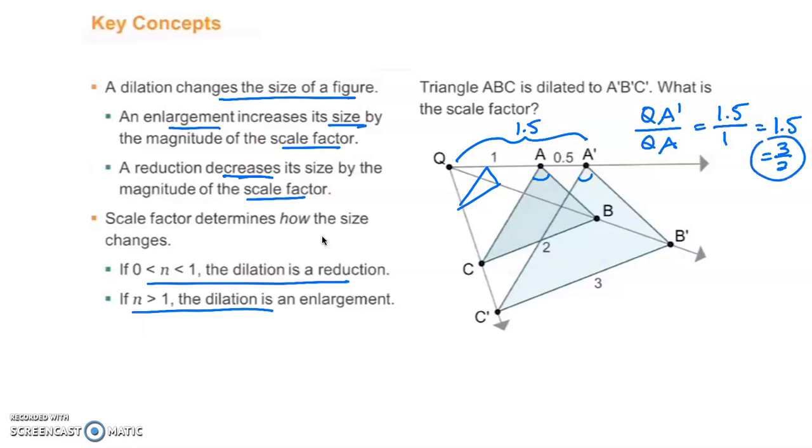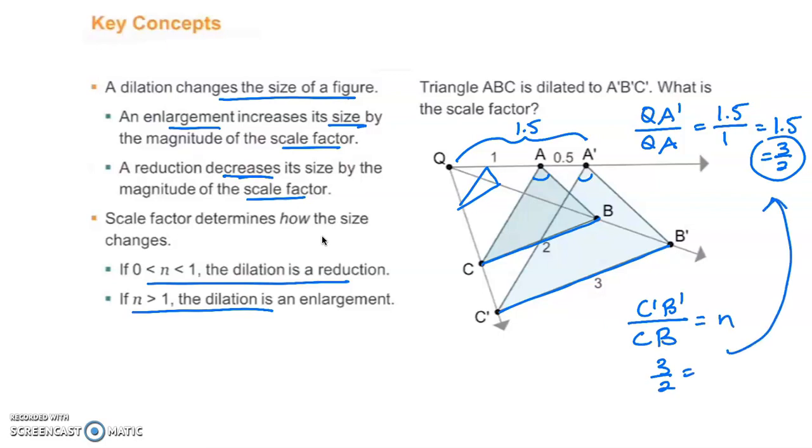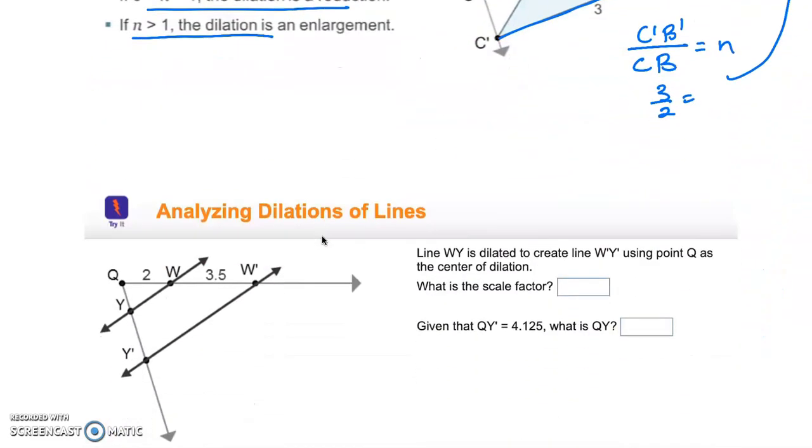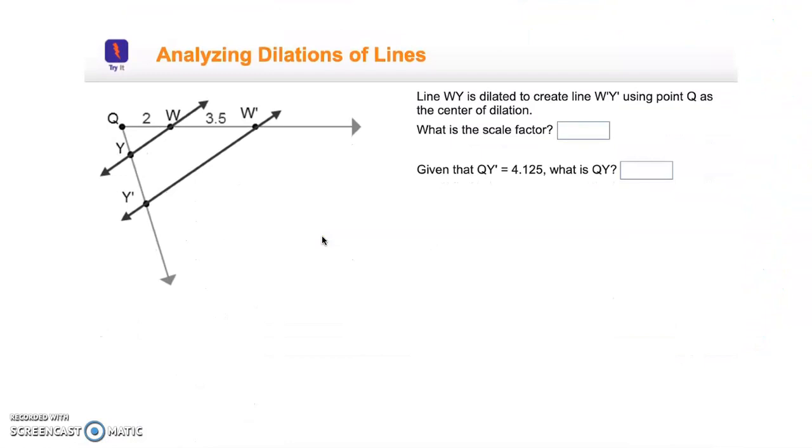And then if we had other points, we could check those as well. So in this case, when we are looking at this line and this line, we take C prime B prime over CB, which would give us the scale factor. In this case, it's 3/2, which is the same thing that we found the other way. So let's do a little practice here.